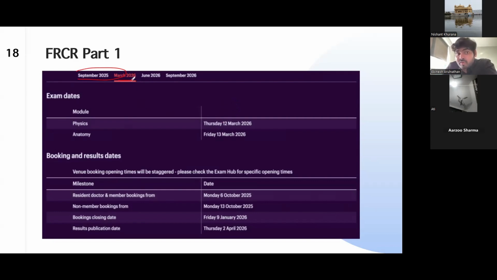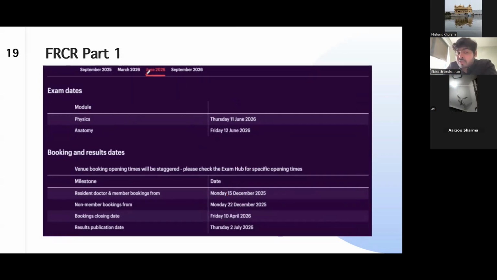For the March 2026 exam, the slots already opened on the 6th of October, so it's highly unlikely that someone is going to get a slot if they try now. Though the booking closes on the 9th of January, it hardly lasts for a few minutes. So it is highly unlikely that you'll be getting a slot currently.